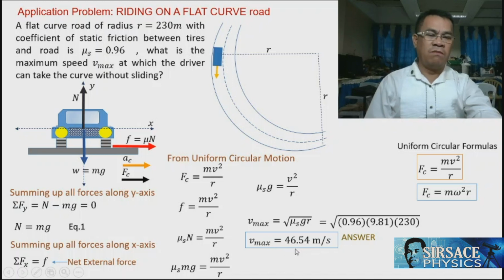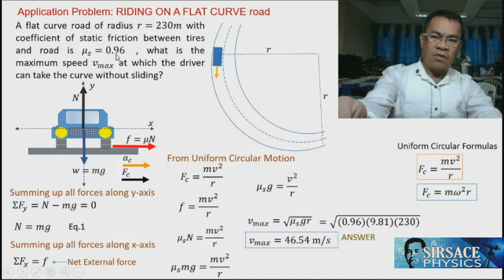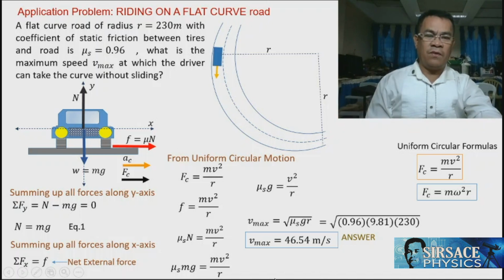Suppose you want to move not because your 46.54 is not enough. You want to move, let us say, at a velocity of 50. So the question is, how much friction is needed? What must be the coefficient of friction if you want to move with a velocity of 50? You can do it.